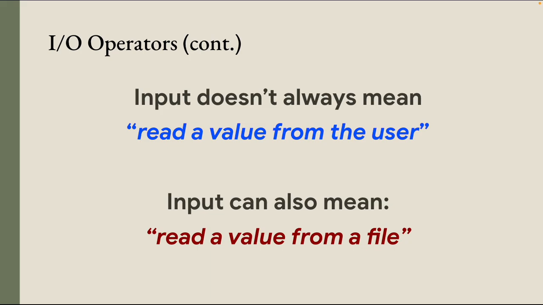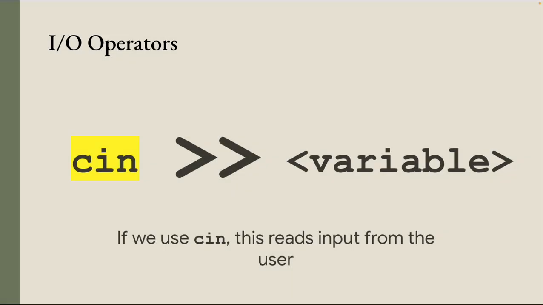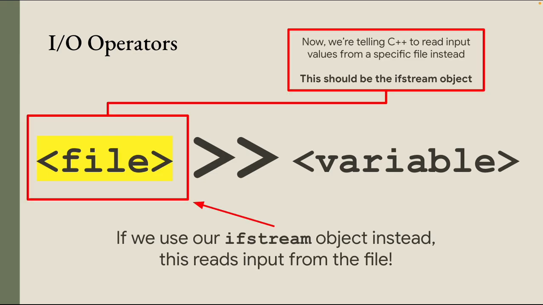And in this next slide, I'm going to show you how. Instead of what we have here, using cin, we can actually just replace that with the ifstream object that we created. What we did in step one was create the object. We can place that object right here, the name of it, and that'll allow us to start reading data from a file instead of from the user.